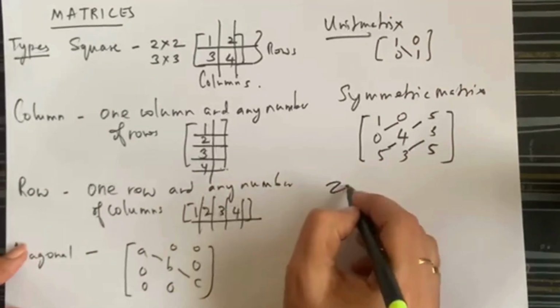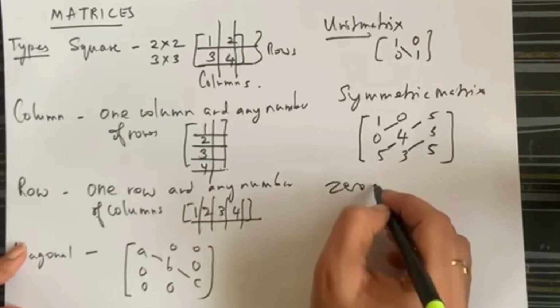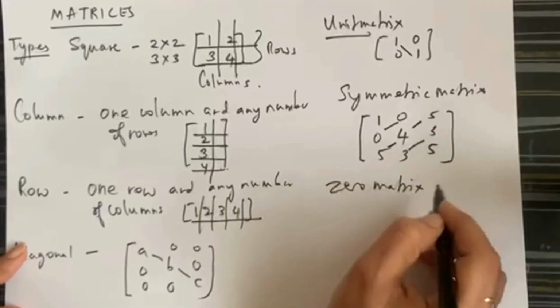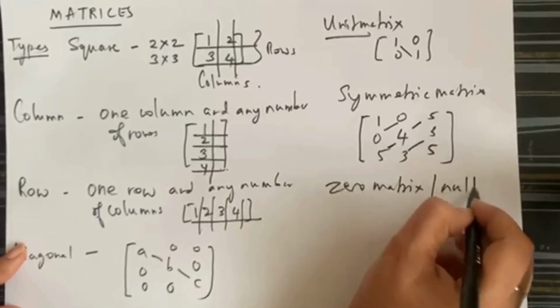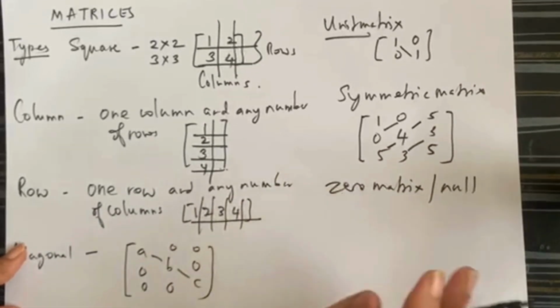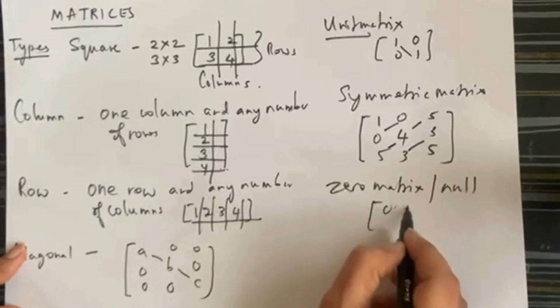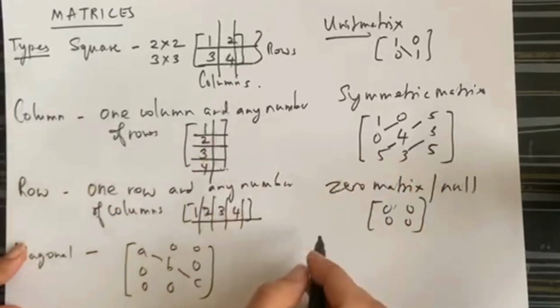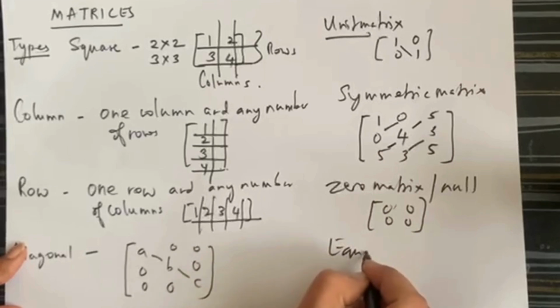So after symmetric, you have 0 matrix. It's also called as null matrix. So it is ZERO, 0 matrix or a null matrix, where actually all the elements present in the matrix is 0.